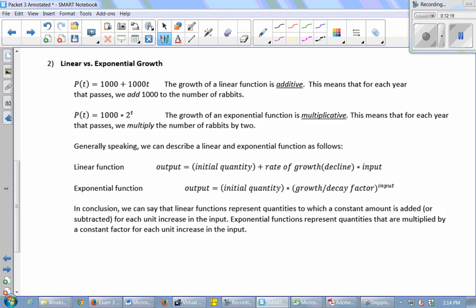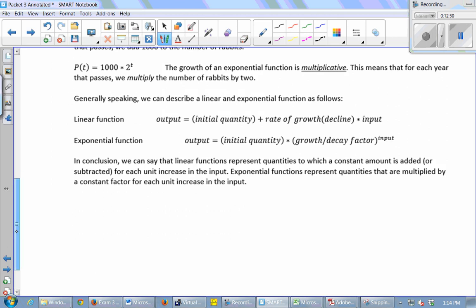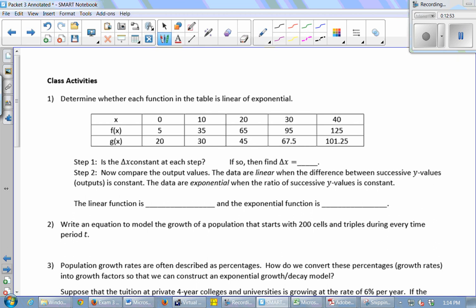And in general, for a linear function, your output is always some initial quantity plus your rate of growth, which is your slope, times your input. And for exponentials, your output is your initial quantity times a growth or decay factor raised to the input. Okay. So in conclusion, we say that linear functions represent quantities to which a certain amount is added or subtracted for each unit of time. And exponential functions are quantities that are multiplied by a constant factor for each unit of time. All right, so you have enough to get started on your own.